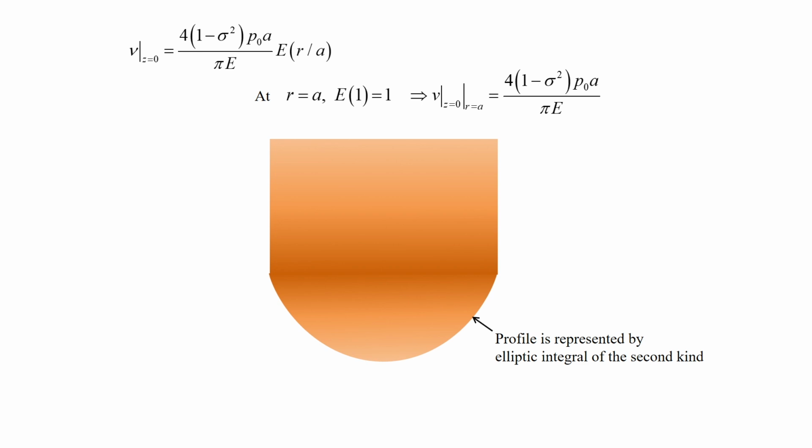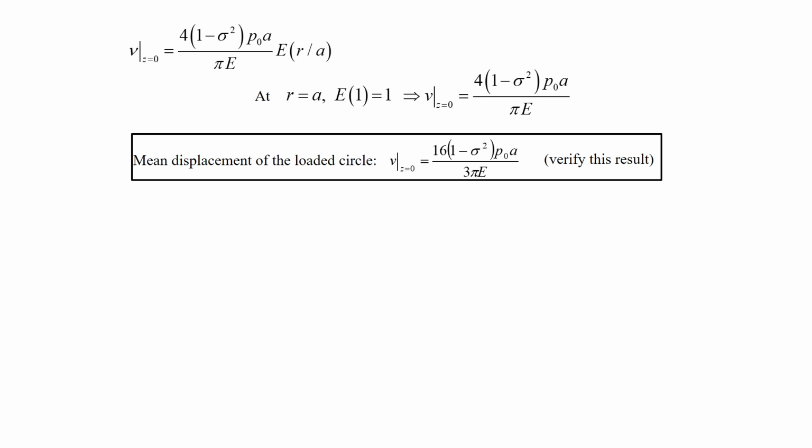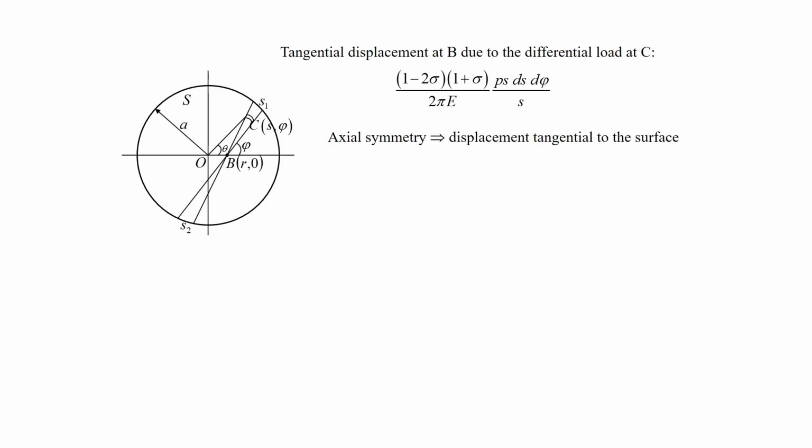And so, here at r equal to a, it comes out to be E1 equal to 1 that I showed, and so at r equal to a, this value comes out to be like this. So, at the edge and at the side this is different, and this is the profile of an indenter that will give rise to this kind of uniform load on this surface. One can also find out the mean displacement in the loaded surface, and I will request you to verify this particular result.